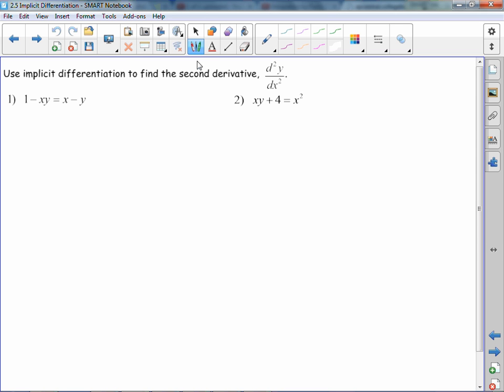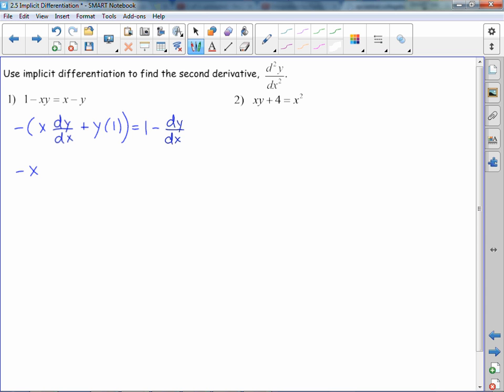1 minus xy equals x minus y. If we differentiate 1, we get 0. So I'm going to leave a negative out front and do a product rule with my x and y. So we've got the first derivative of the second plus the second derivative of the first equals derivative of x is 1 minus the derivative of y is 1 dy dx.